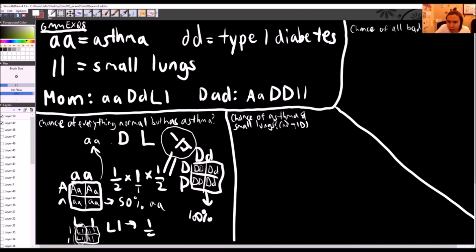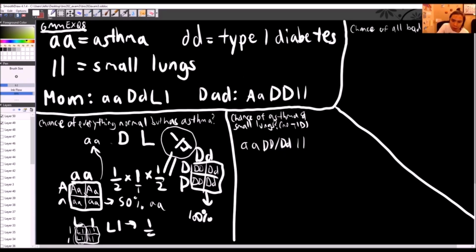Okay, what is the chance of asthma and small lungs? That means that you don't have type 1 diabetes. So the genotype we're looking for would be little a little a, and I'm going to write it a little bit differently than I did here. For small lungs, we would have little l little l because we need 2 of the recessive ones, and we do not have type 1 diabetes, which means we either have a genotype big D, big D, or big D, little d. Okay, so we're looking for this.